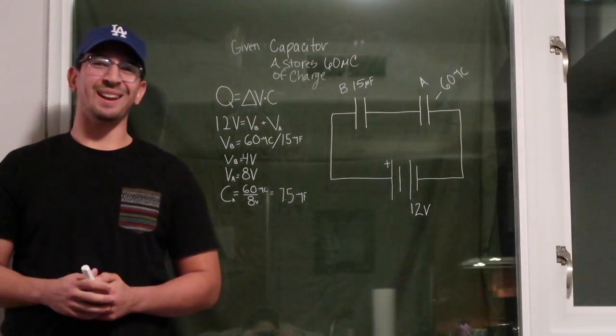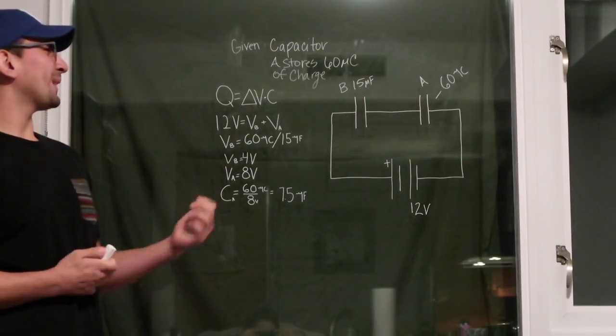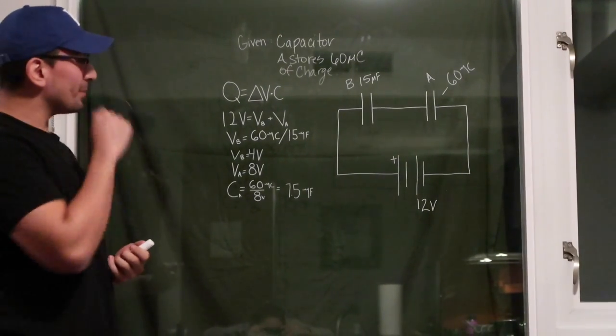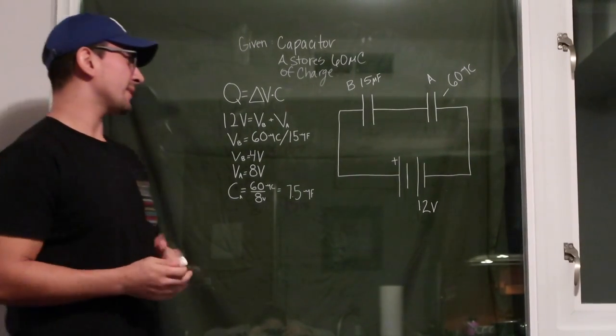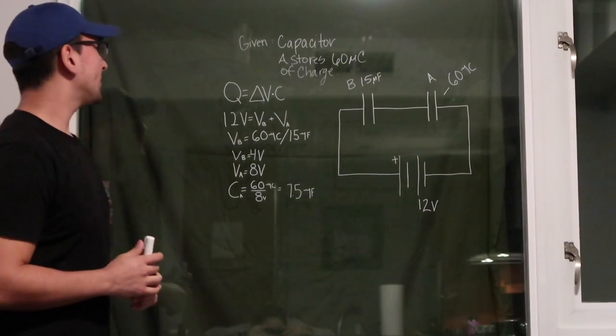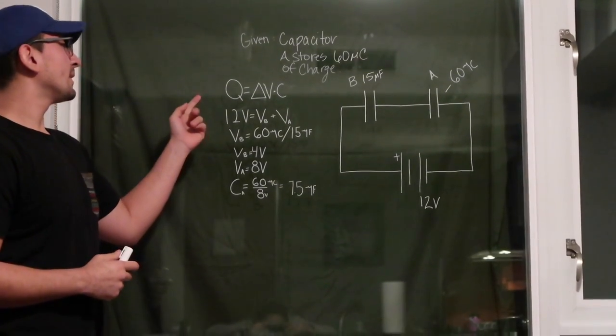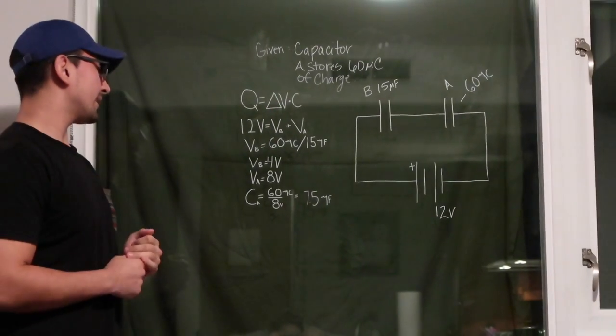Hi, my name is Jose, and we're going to be working on problem 27. So this problem is asking us to find the capacitance of A. We can solve this by using this equation right here, Q equals change in voltage times the capacitance.